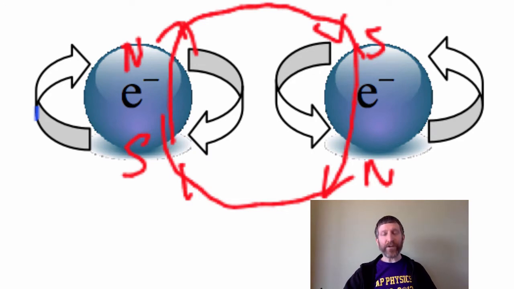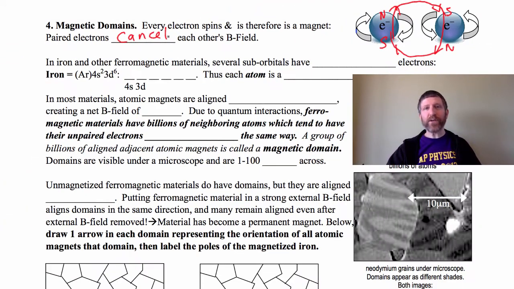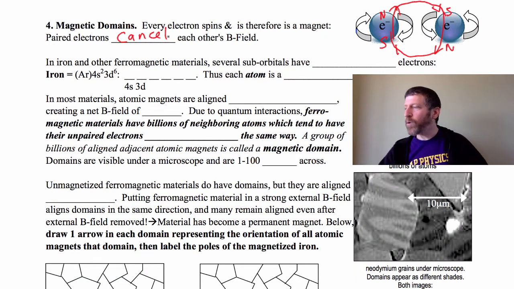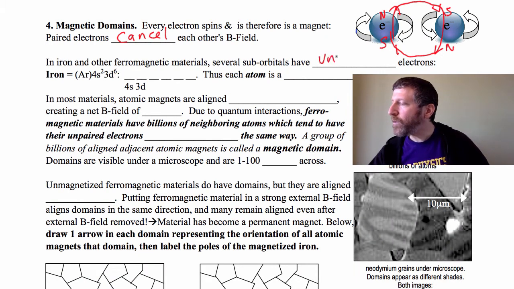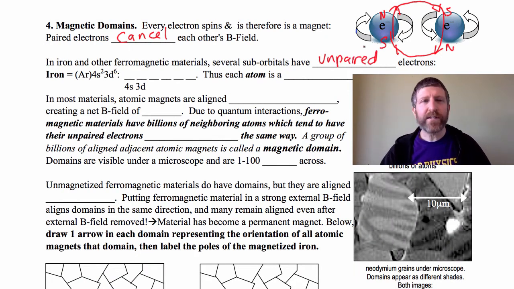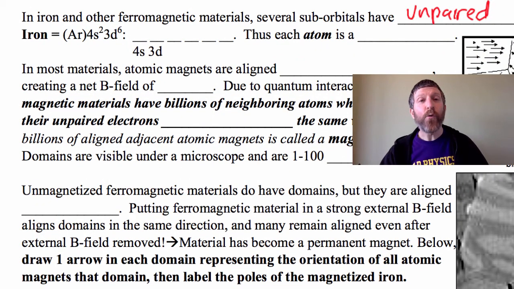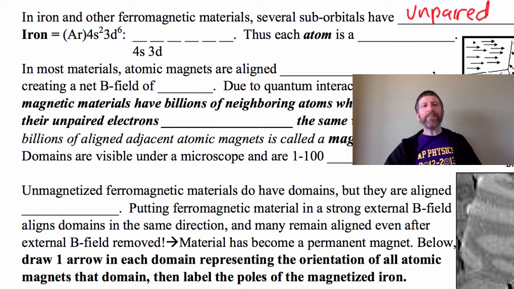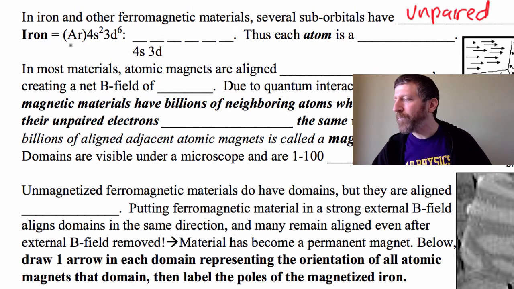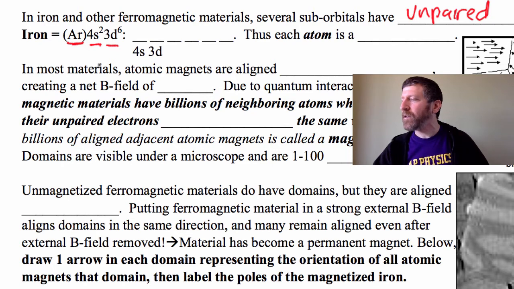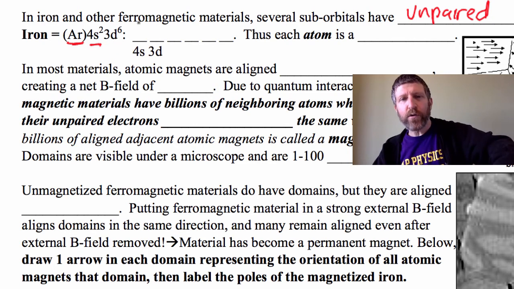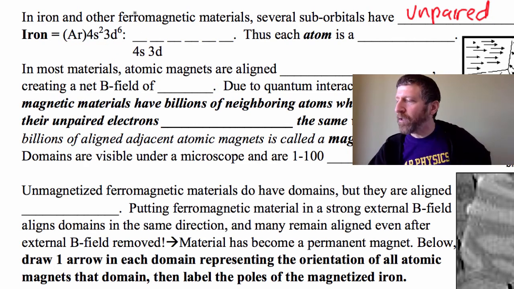However, in iron and other ferromagnetic materials, several suborbitals have unpaired electrons. Here's an example. Now, you may have done this in chemistry where you do these little up and down arrows. What you were actually drawing, although you probably didn't know it, was the magnetic polarity of those electrons. For example, in iron, we have an argon core, but then we add 4s2 and 3d6. So that means that all you've got to do is first fill in the 4s shell.